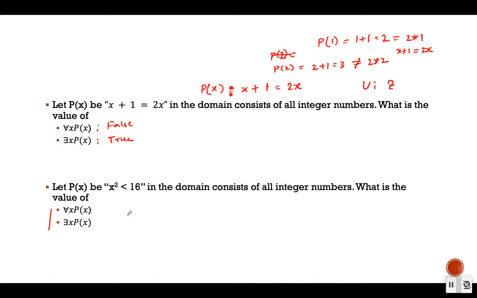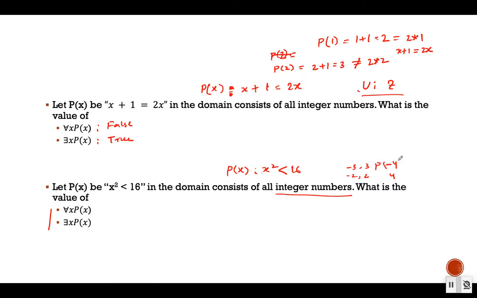So let's see another example. Let P(x) be such that x² is less than 16, and the domain consists of all integer numbers, the same domain. Let's find out. For minus 3 and 3, this is true. For minus 2 and 2, this is true. So what about minus 4 and 4?